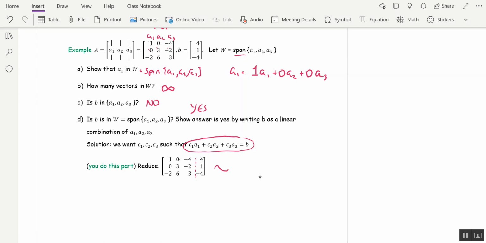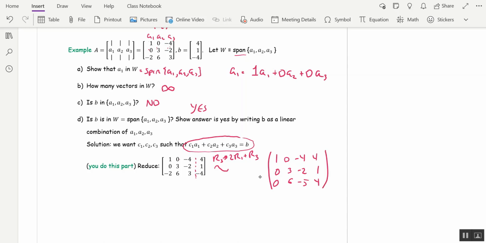First step, I want to kill that -2. So I'm going to replace row 3 with 2 row 1 plus row 3. You might want to pause the video, make sure you can do this reduction to reduced echelon form on your own, and then watch me do it. So 1, 0, -4, 4, 0, 3, -2, 1, 0, 6, -5, 4.